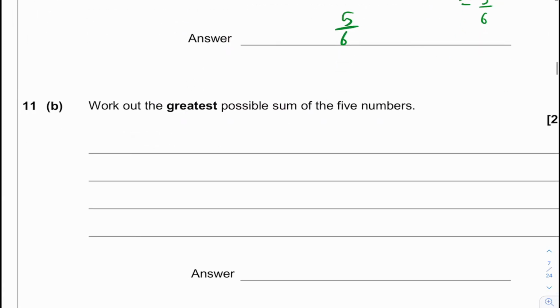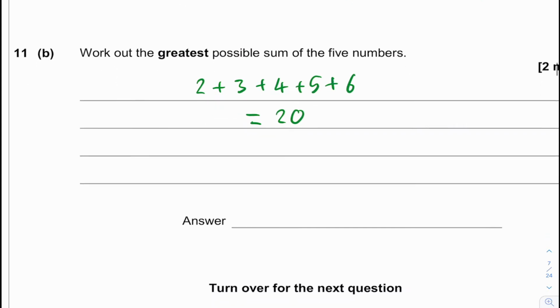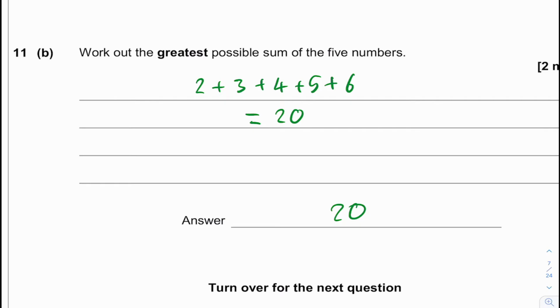So if the 1's face down, we are left with a 2, a 3, a 4, a 5 and a 6. So all we have to do is add all these up. And when we do that, we get 2 plus 3 is 5, plus 4 is 9, plus 5 is 14, plus 6 is equal to 20. So the greatest possible sum of the 5 numbers that we can see is equal to 20.